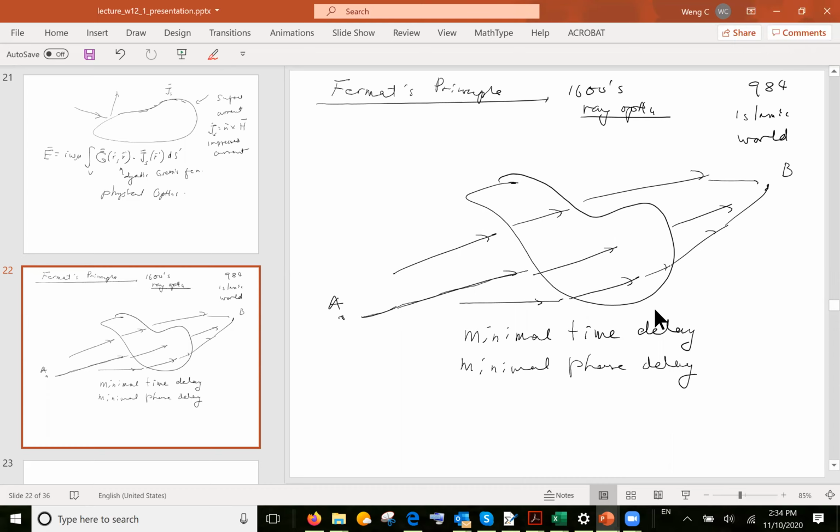Is the term optical path related to the same question? Yeah, it's the same optical path, or ray path. Sometimes we call it the ray path.